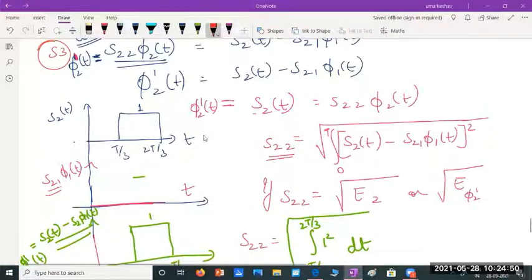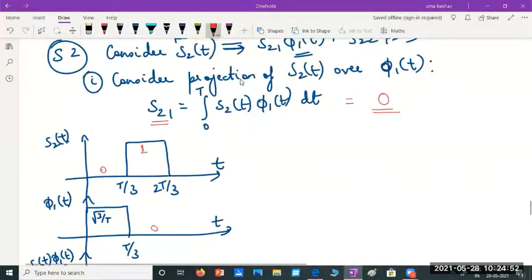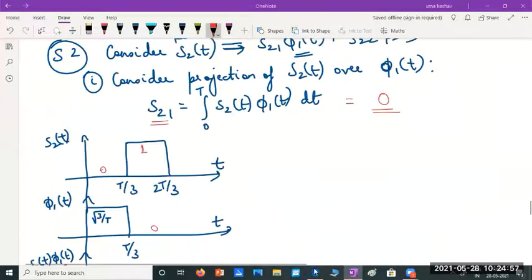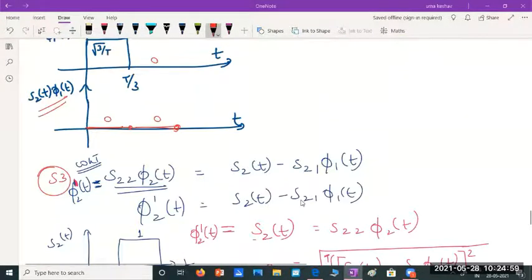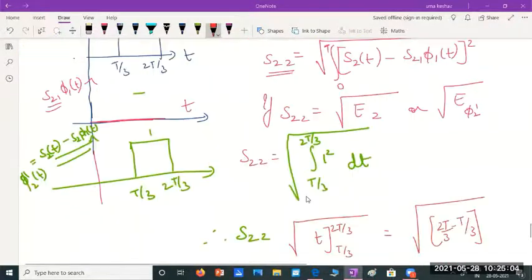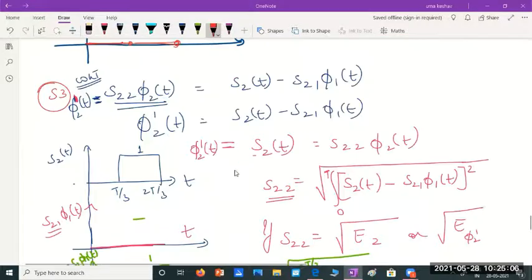So here we found S11 phi1. Then from the second equation we found S21. We found S22 now. We have to find phi2. How do I define phi2? You can see clearly here, S2 of t. What is phi2 dash? It is defined as S22 of t into phi2.